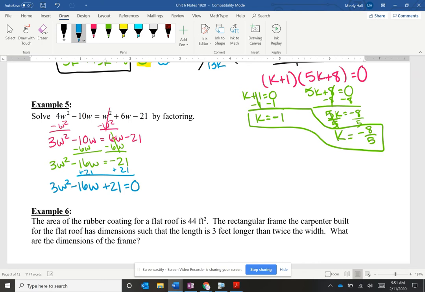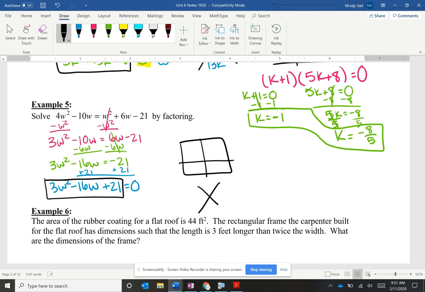Okay, so now we are going to factor this little bit, because remember, we factor it and then we come back to it. So when I draw my box in x, actually I'm just going to draw x underneath for now. We would have 3w squared in the top left, 21 in the bottom right. Multiply those together to get 63w squared, and it needs to add to get 16w.